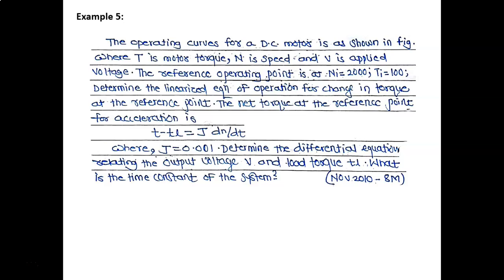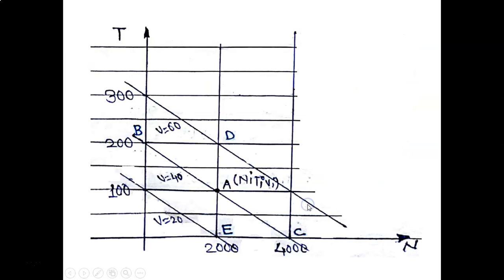Therefore, again they have told us to determine the differential equation relating the output voltage V and torque TL, and they have also told us to calculate the time constant, means tau. Therefore, same procedure we will use whatever we have used to solve problems number 1 to 4. Therefore, they have given us the curves. Therefore, these are the curves.